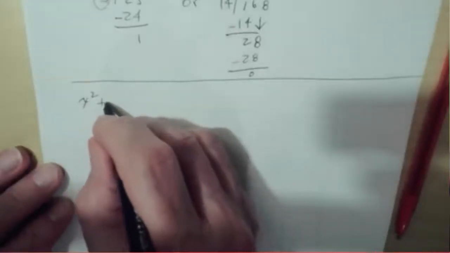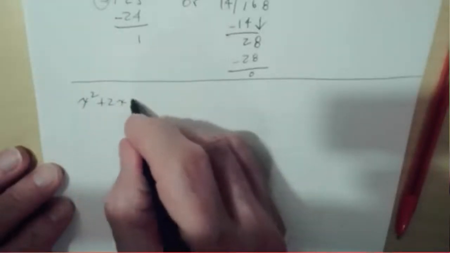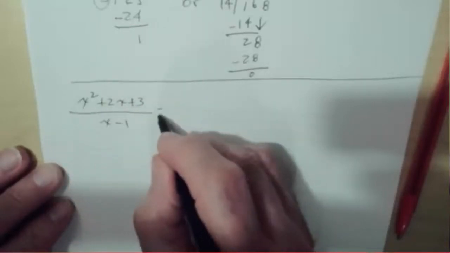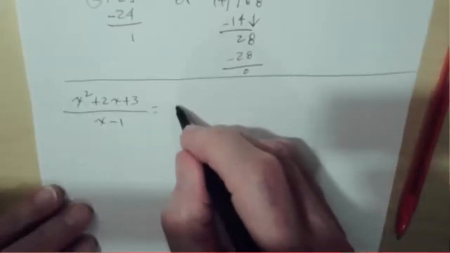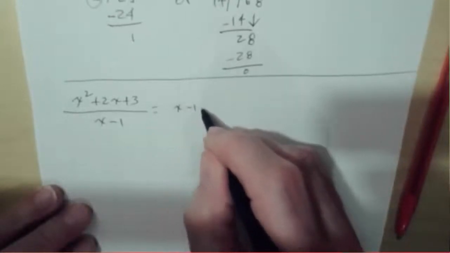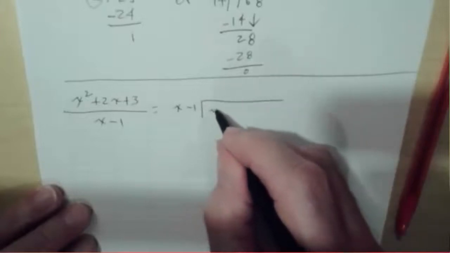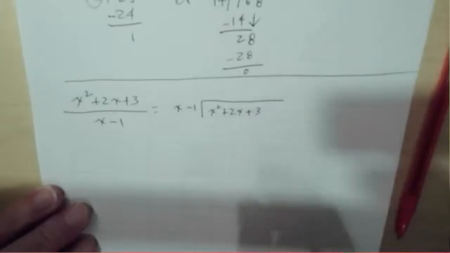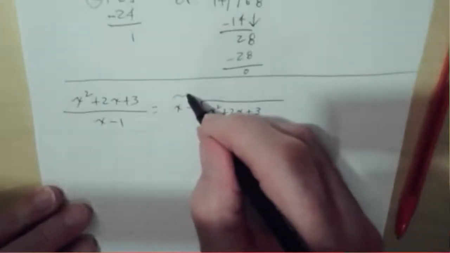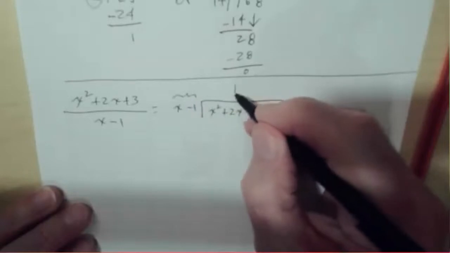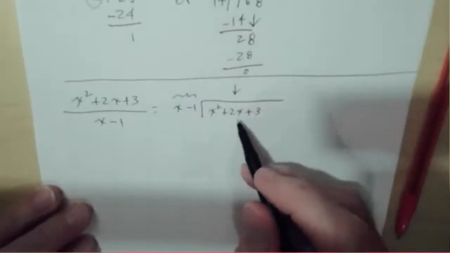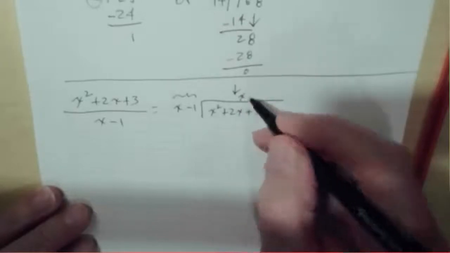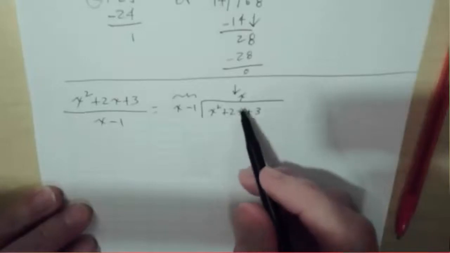x squared plus 2x plus 3 all over x minus 1. Okay, so we can do this. x minus 1 divided into x squared plus 2x plus 3. Again, we have 2 digits here, so we're going to start here. Now, I'll give you a hint here. Wherever there's an x beyond this one, that's what that's going to be. It's going to be x.